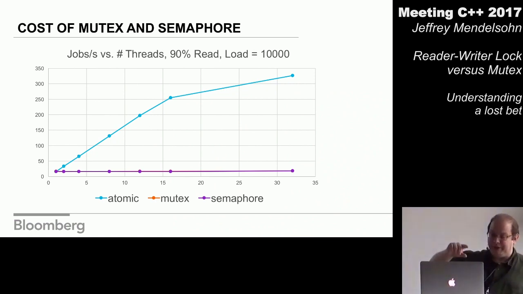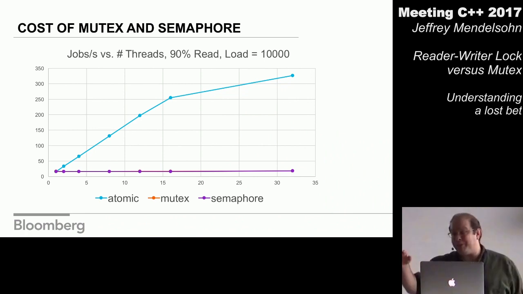Okay, so we have the atomic line, which scales nicely, and the mutex and the semaphore, which allow only one thread through at a time. Of course, you get no extra performance for no extra threads. You'll have to wait for the mutex. So that's as expected. The performance difference is interesting.